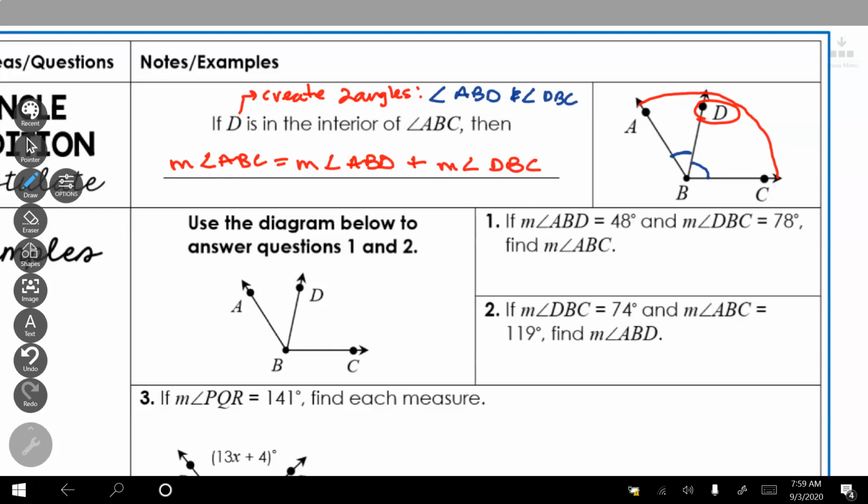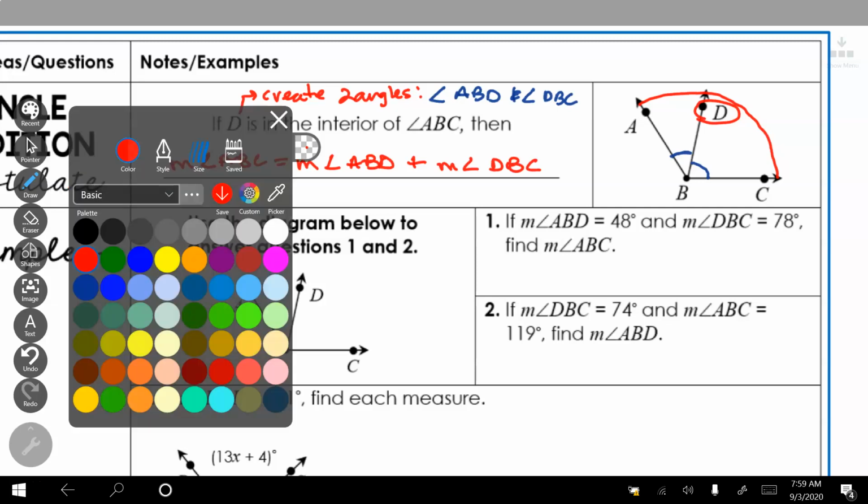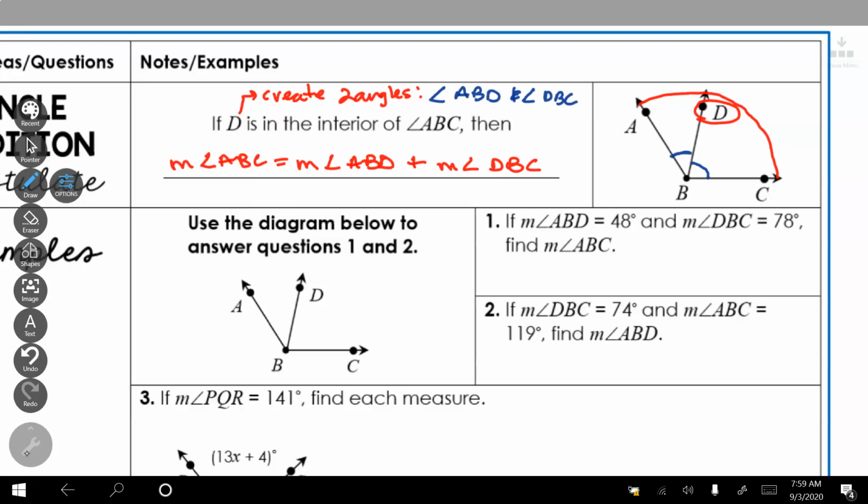Now, if you want to call these angles by numbers, let's say we decided to call this giant angle, angle 1, the smaller interior angle, angle 2, and this one, angle 3, we would have the measure of angle 1 is equal to the measure of angle 2 plus the measure of angle 3, if you want to look at it that way. Let's try an example.